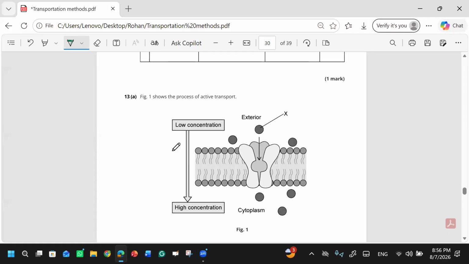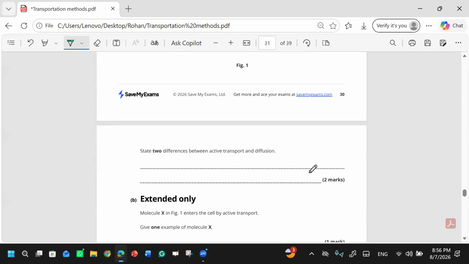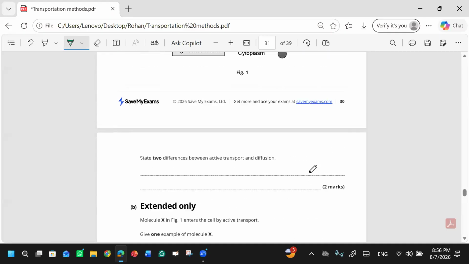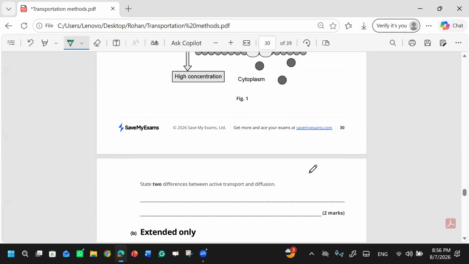Show the process of active transport. State two differences between active transport and diffusion.